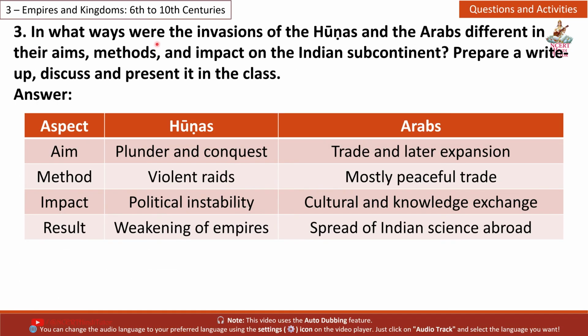Question 3. In what ways were the invasions of the Hunas and the Arabs different in their aims, methods, and impact on the Indian subcontinent? Prepare a write-up, discuss and present it in the class. Aim: Hunas, plunder and conquest; Arabs, trade and later expansion. Method: Hunas, violent raids; Arabs, mostly peaceful trade. Impact: Hunas, political instability; Arabs, cultural and knowledge exchange. Result: Hunas, weakening of empires; Arabs, spread of Indian science abroad.